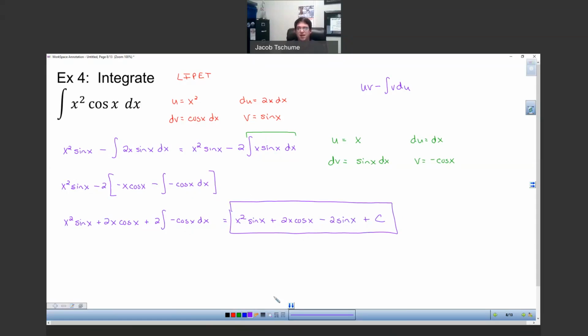So anytime you have a function being raised to a power in your problem and you have to do integration by parts, the number of the power is usually how many times you will have to go through that process.